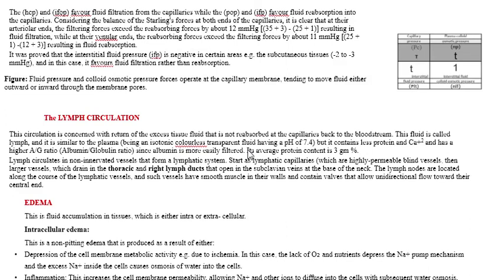It is a colorless, transparent fluid having a pH of 7.4. It contains less protein and calcium and has a higher ratio between albumin and globulin. The lymphatics circulate in certain areas and are usually non-innervated; these lymph vessels have no nerve supply.